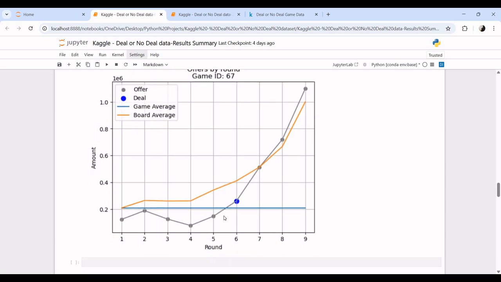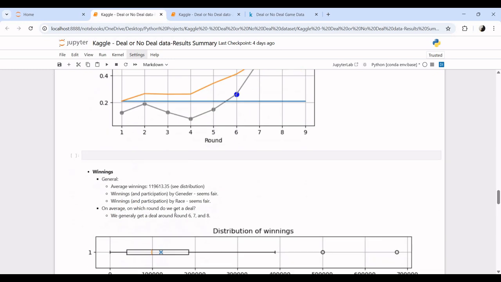So here, unfortunately, we see that the player took a deal at round 6, and then after that, things kept going up. So unfortunately, over here, the above $1 million offer was a post-game offer. It wasn't actually on the table. It was more of a hypothetical thing.